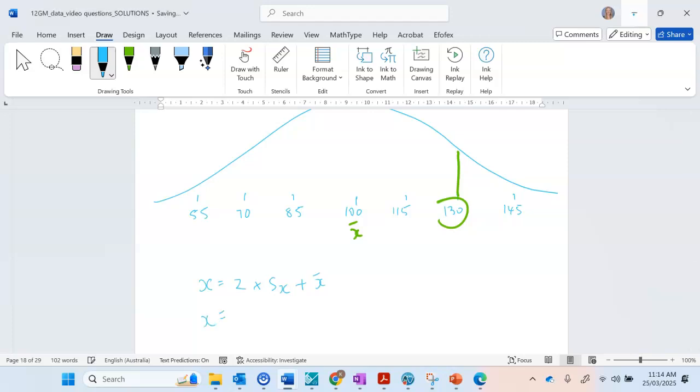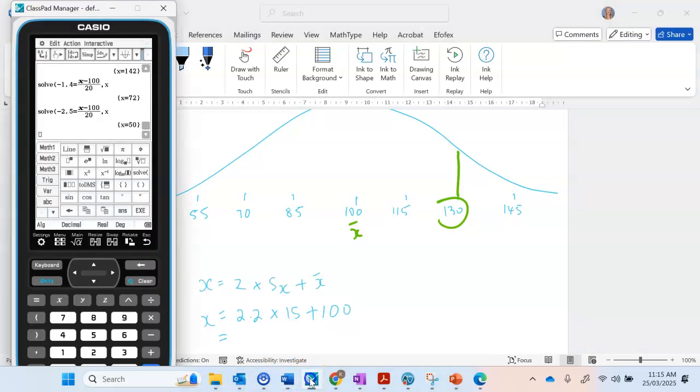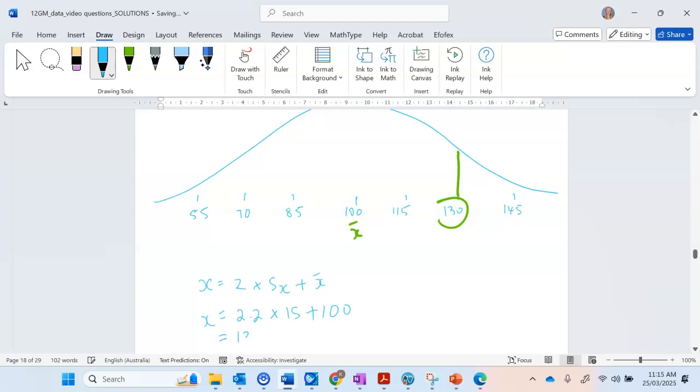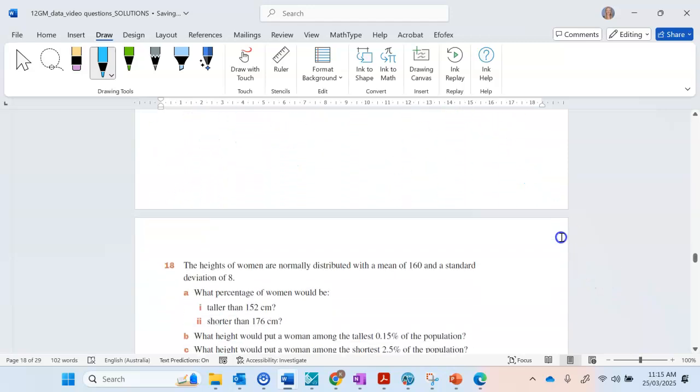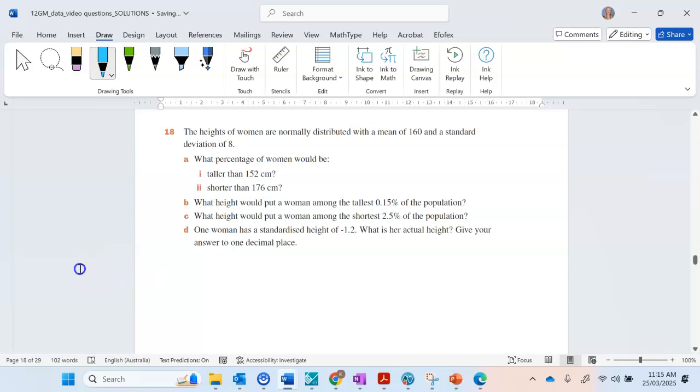So we had a Z score of, I think it was 2.2. Your standard deviation is 15 and your mean is 100. So we'll just plug that into the calculator. 2.2 times 15 plus 100 is 133. And always just check whether that's right. We know that's 1 standard deviation above, 2 standard deviations above, so we would expect it to be above 130.